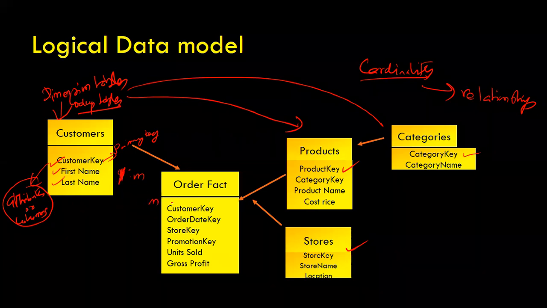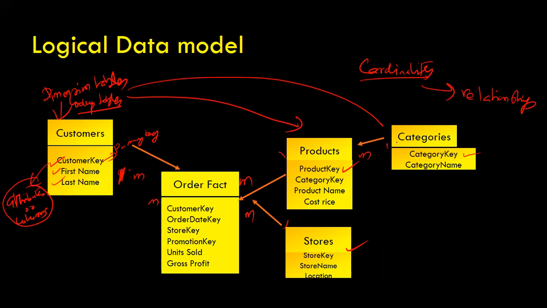This is one side. Order is placed by one or more customers, so one or more customers. This is many side, and this is one side. Each customer can place a single order, or they can place more than one order. But in the case of order fact, if you take a look at it, more than one customers order the product. So this is called a one to many relationship.